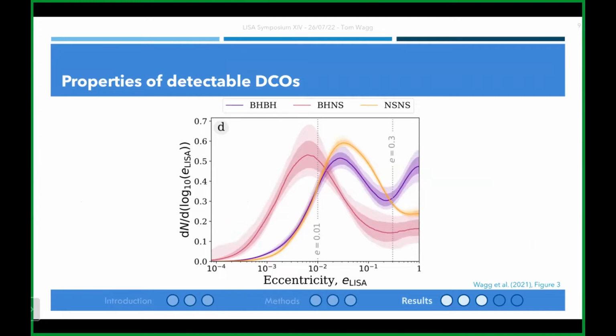There are 3 regions I want to highlight. I want to talk about the effectively circular region. Anything below 0.01, the eccentricity isn't really going to have much of an effect on how long it takes to merge or how strong the gravitational waves are.